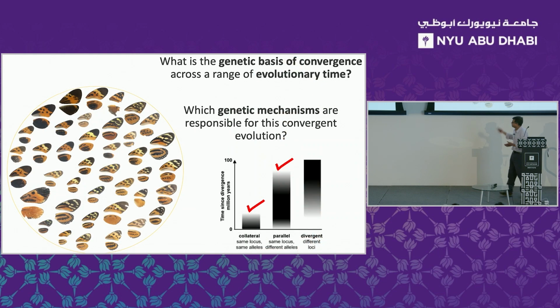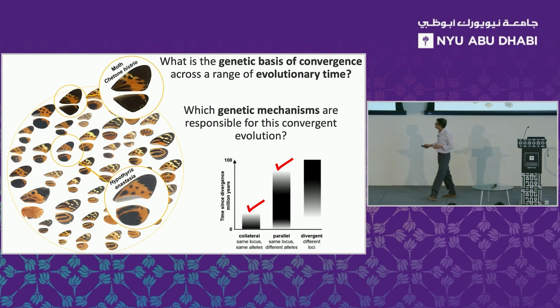So what? Yeah, we got this in Heliconius. But what we want to know is, what is the genetic basis of this convergence across a much wider range of evolutionary timescales? What do we see when we go beyond Heliconius? And what kind of mechanisms are responsible for this convergence? This is really a great system for looking at this, because, for example, over here, we've got multiple species which are sharing the same phenotype.